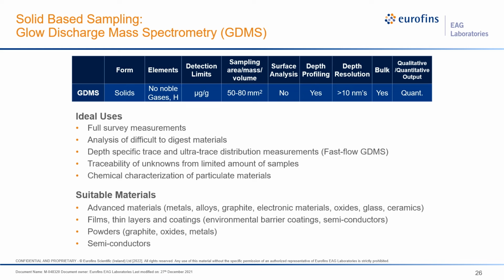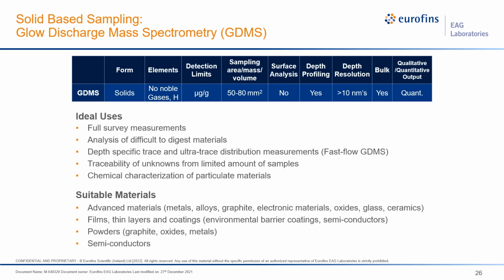GDMS has a relatively large sampling area, and that is hence why it can be considered a bulk technique. It does provide excellent resolution, depth profiling information. However, within that area, it provides full survey measurements apart from noble gases and hydrogen. It is excellent for analysis of difficult to digest materials. Provides depth-specific trace and ultra-trace distribution measurements down to ppb levels, and is excellent for traceability of unknowns from a limited amount of sample material.